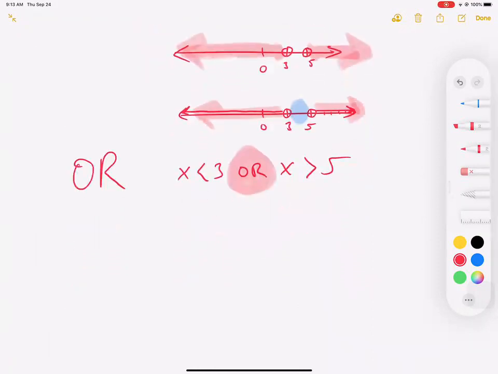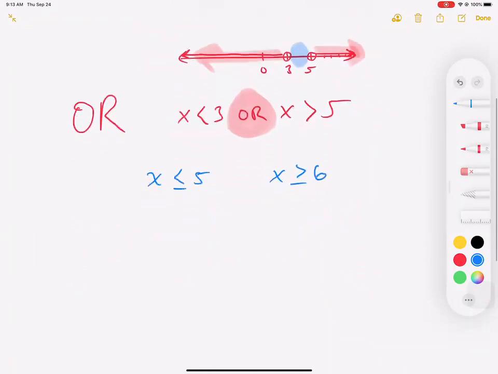Okay, so here's our example of that. Let's go take a look at another example of an or. If I ask you, x is less than or equal to 5, and x is greater than or equal to, let's do 6. Maybe you have dinner every day at 5, so don't call me till past 6. Call me either before 5 or past 6.